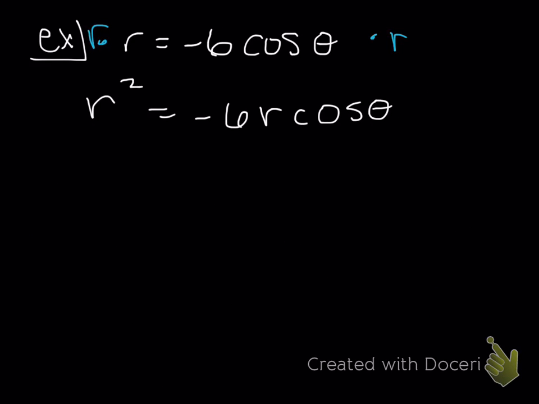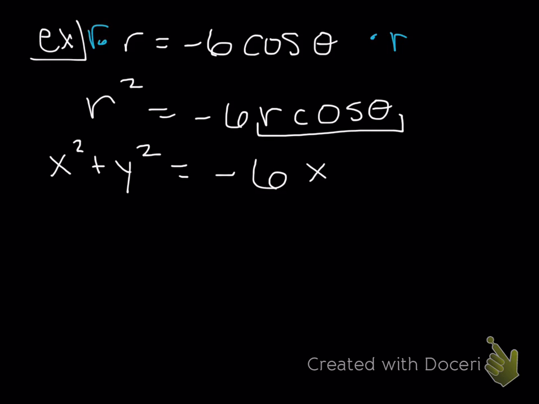So this r squared on the left-hand side can become x squared plus y squared. And over here, this r cosine of theta can be equal to x. So now I'll have -6x. And I'm going to add this 6x over. So now I have x squared plus 6x plus y squared equal to 0. And now this is going to kind of turn into an Algebra 2 problem.